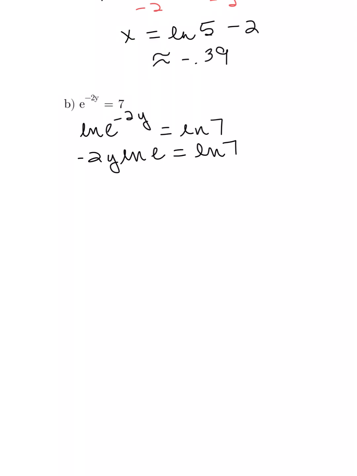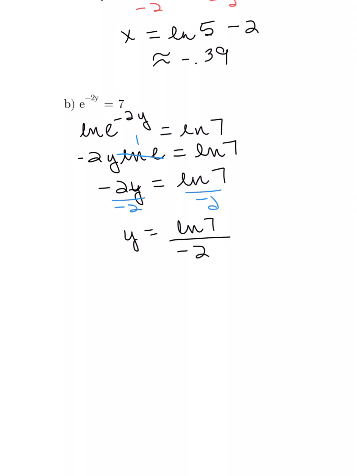In our last example, we just talked about that the natural log of e equals 1. So our equation becomes negative 2y equals the natural log of 7. I need to solve that for the variable y, so I'm going to divide both sides by negative 2. We now have y equals the natural log of 7 divided by negative 2. Put that into your calculator. You get a 2 decimal approximation of negative 0.97.